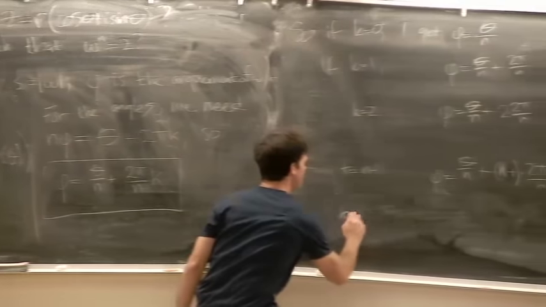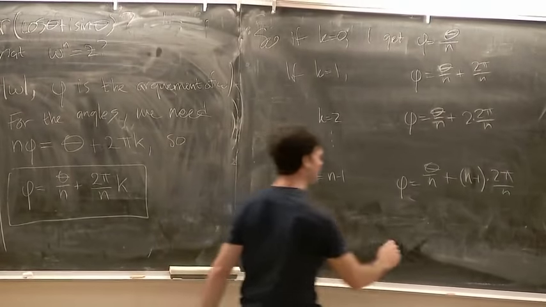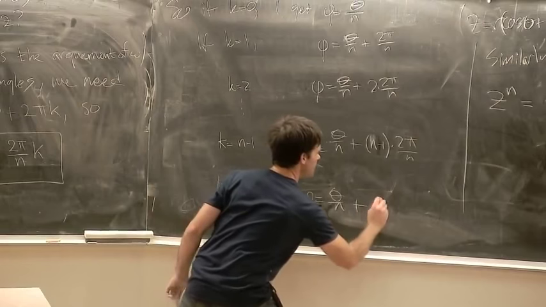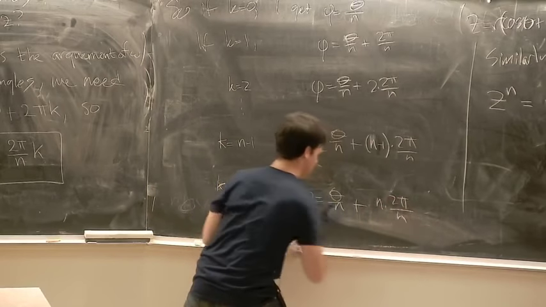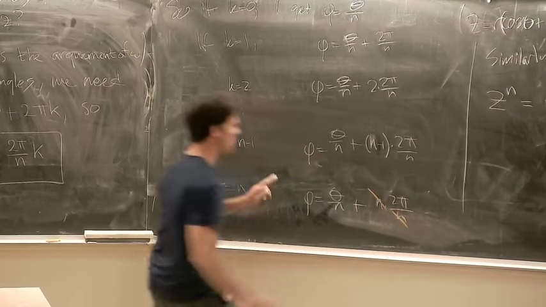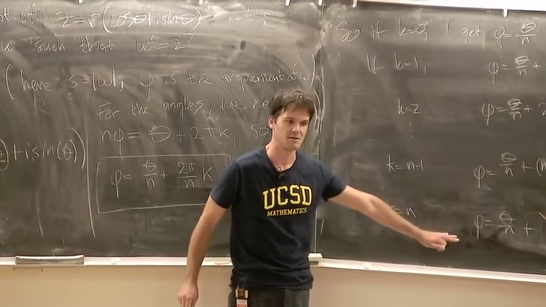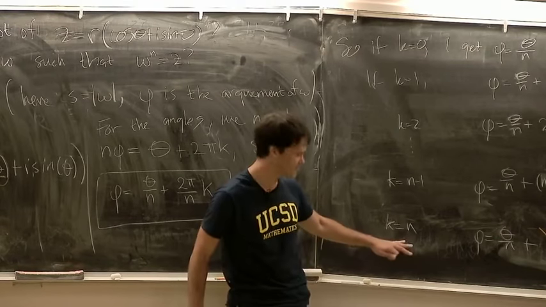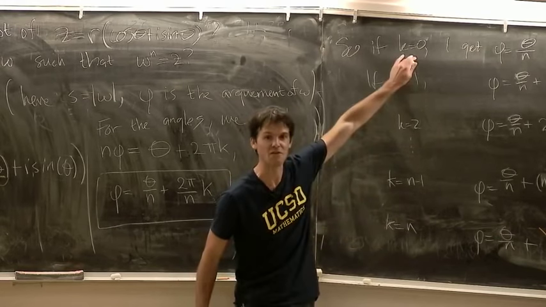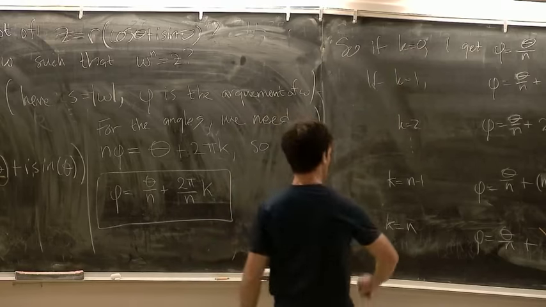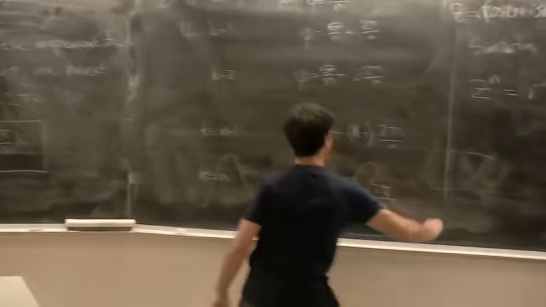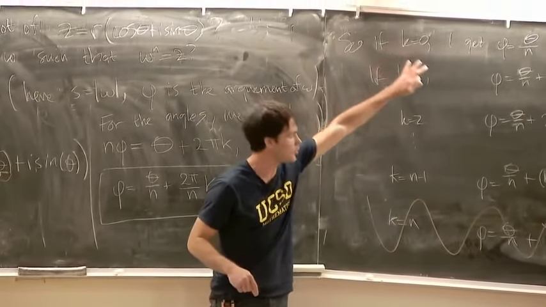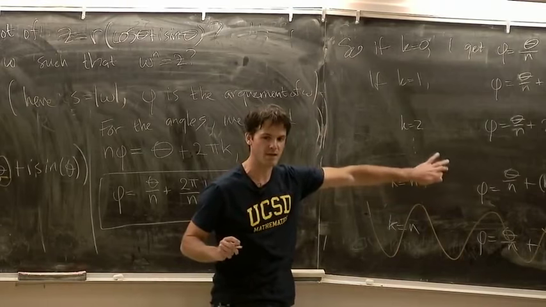What happens if k is equal to n? Then I get theta over n plus n times 2 pi over n, and the n's cancel. This is finally what happened here on this angle. We already did this one. That was the same as the very first one. So actually I don't need this one. That's the same as k equals 0. But all the others are distinct angles.